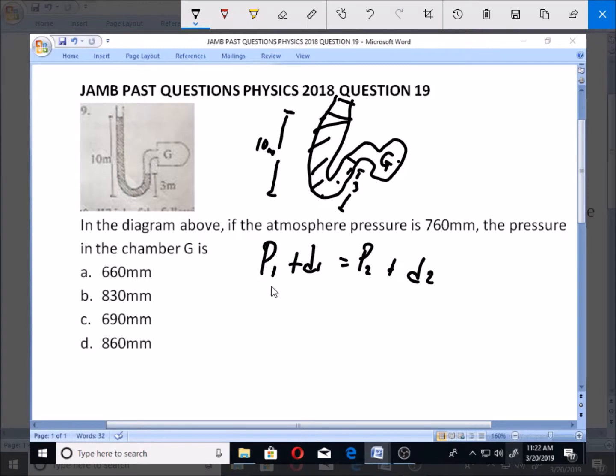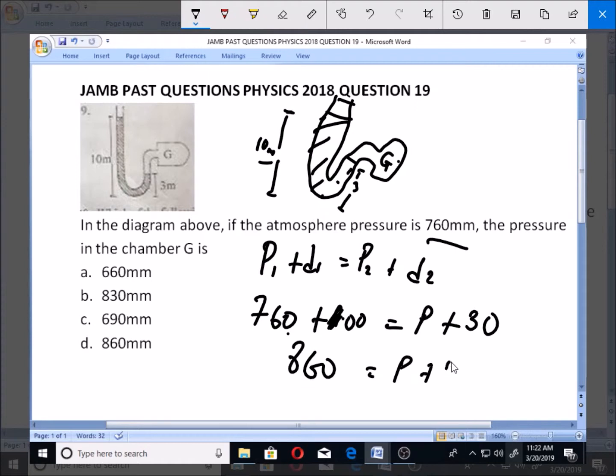So with that said, pressure 1 here is the atmospheric pressure, which is 760 millimeters, plus d1, as we can see here, is 10. And this 10, if we convert it to millimeters, gives us 100 millimeters. So we have 100 millimeters here equal to P2, which is what we are looking for, plus d2, which is 3. If we convert this to millimeters, we have 30. So this 760 plus 100 gives us 860 to be equal to P plus 30.